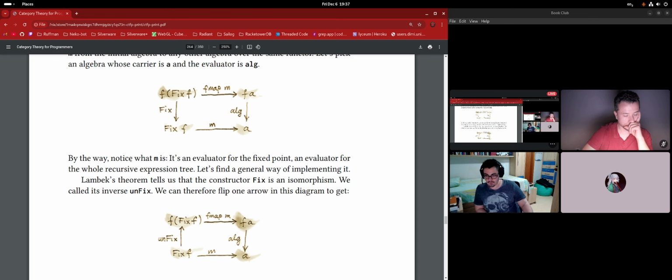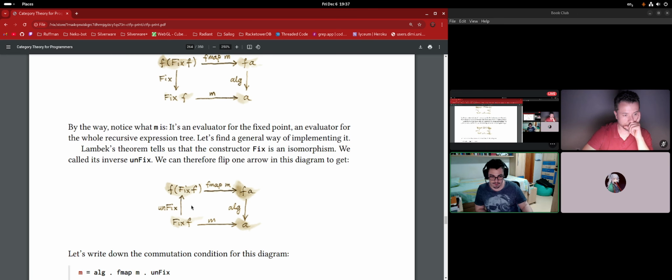So notice what M is. It's an evaluator for the fixed point and an evaluator for the whole recursive expression tree. Let's find a general way to implement this thing. Another point of detail is that we know that this bridge here, f fix of f to fix of f, if you reverse the arrow, you're going to use unfix instead.